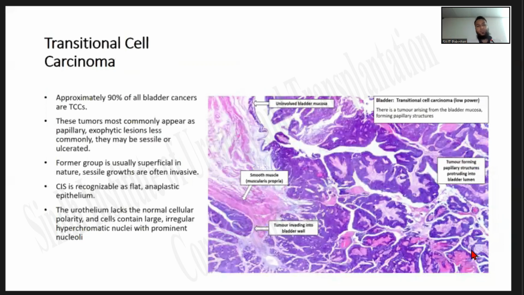Transitional cell carcinoma: approximately 90% of bladder cancers are transitional cell carcinoma. This tumor most commonly appears as a papillary exophytic lesion. They may be sessile or ulcerated; the former group is superficial in nature, and the sessile growths are often invasive. Carcinoma in situ is recognized as a flat anaplastic epithelium lacking normal cellular polarity, and the cells contain large irregular hyperchromatic nuclei with prominent nucleoli.